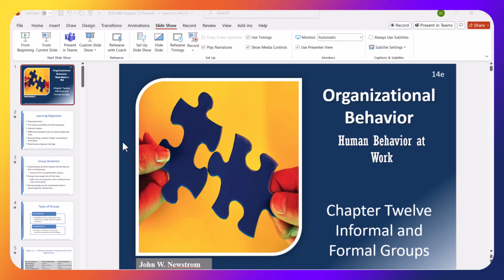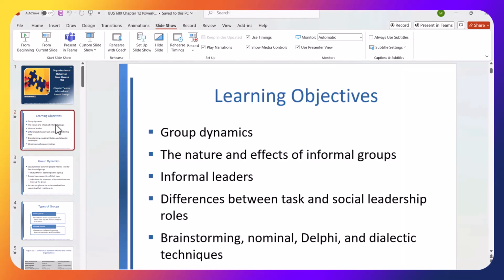Chapter 12, Informal and Formal Groups. Learning objectives: group dynamics, the nature and effects of informal groups, informal leaders, differences between task and social leadership roles, brainstorming and nominal, Delphi, dialectic techniques.